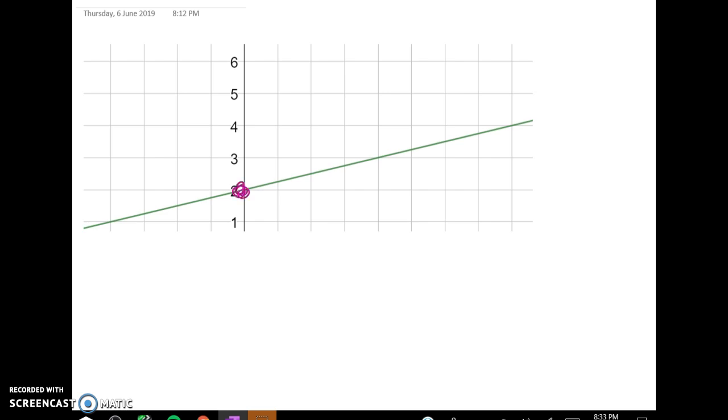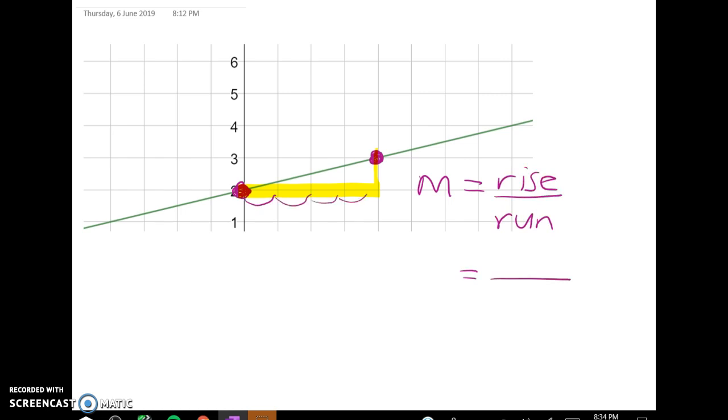We'll pick this one here, and then I'm going to look for the next one, and it's out here. So what have we got? Right, draw the out and up triangle, out and then up. Right, so M is equal to the rise over the run. So we've gone 1, 2, 3, 4. The run is going to be 4, and the rise is going to be 1.